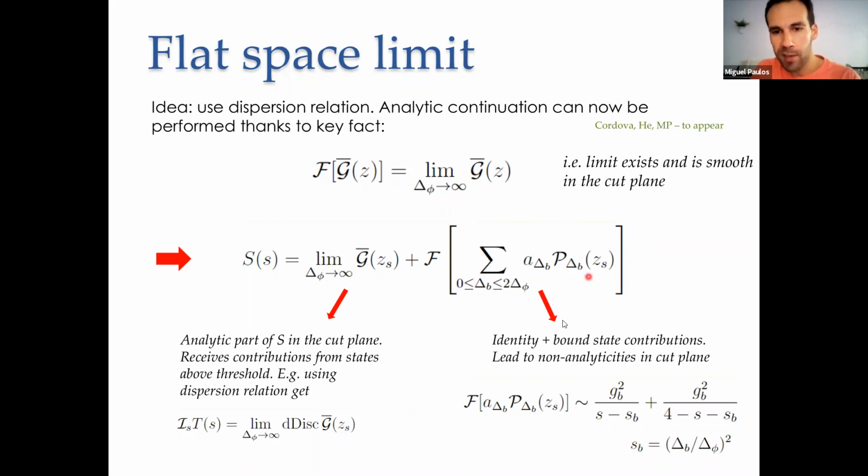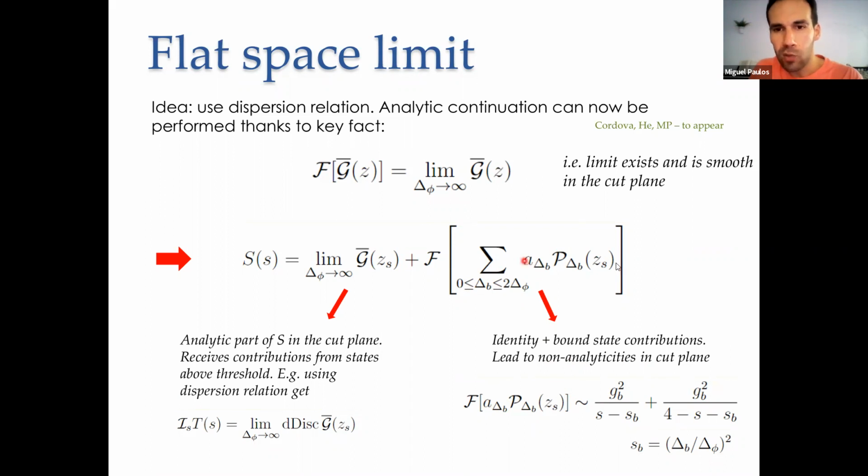So what you can show quite easily is that each term in this sum, the flat space limit, you can compute it because we know what these Polyakov blocks are. And there are bounds on this OPE coefficient, and they give you what you expect. Basically, they give you contributions of bound state poles. So you see, these guys now lead to non-analyticities in the cut plane.